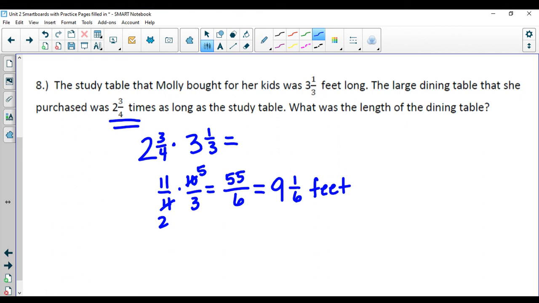That wraps up lesson 2.4 then, with multiplying mixed numbers and regular fractions. And your practice packet is ready for you then as well.